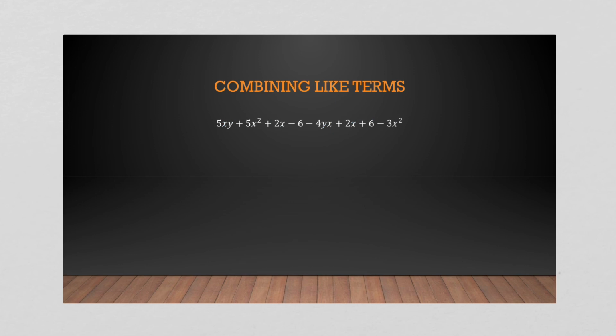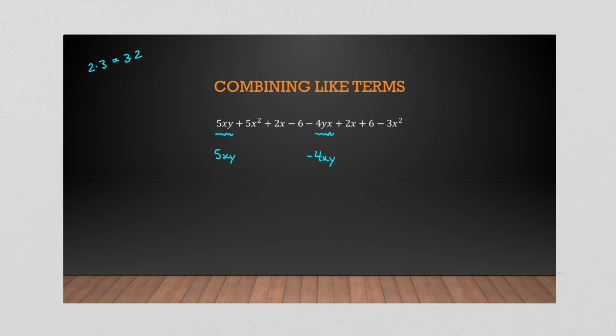So here's another one, and here's a bit of a curveball, but I'll throw this in so we can look at it. Here you have a 5xy. Do you have any other xy terms? Well, this looks close. It's a yx. But remember in multiplication that 2 times 3 is the same as 3 times 2. So you can just rearrange the yx. It's the same as saying xy.